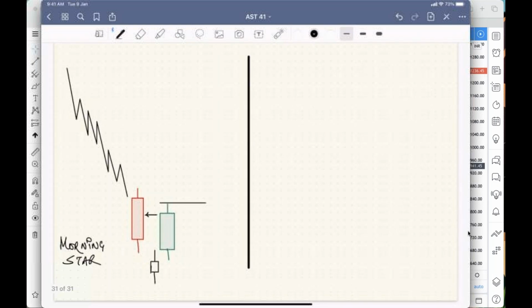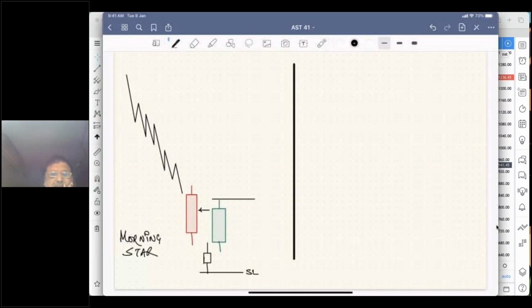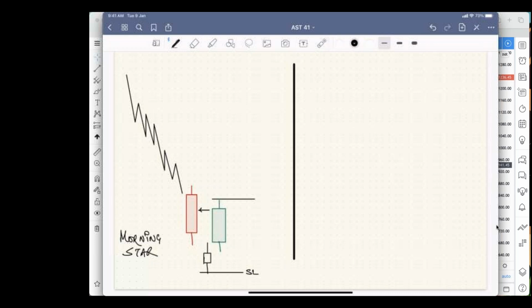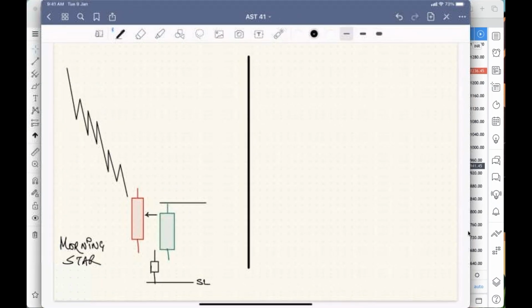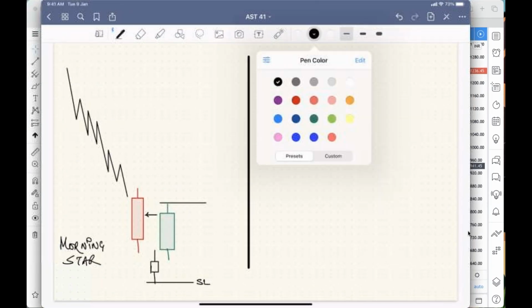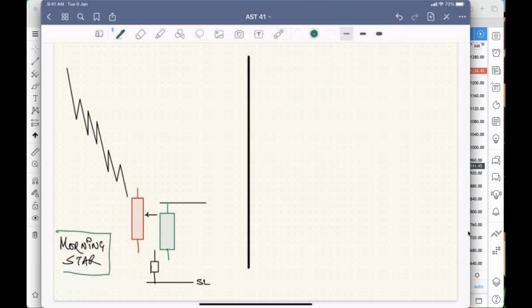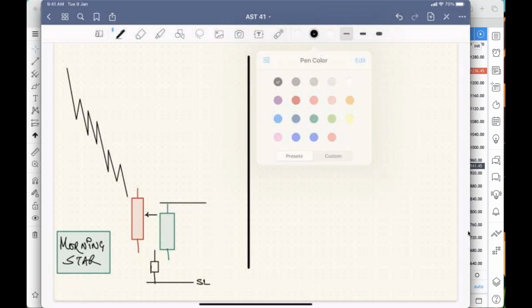Go above the high of this day with the lowest point as your SL. Generally, stop losses tend to be wider because now we are considering 3 candlesticks. Morning star is a bullish pattern. I have seen personally good and pretty bad examples of morning stars where they have failed and of course where they have worked very, very well.